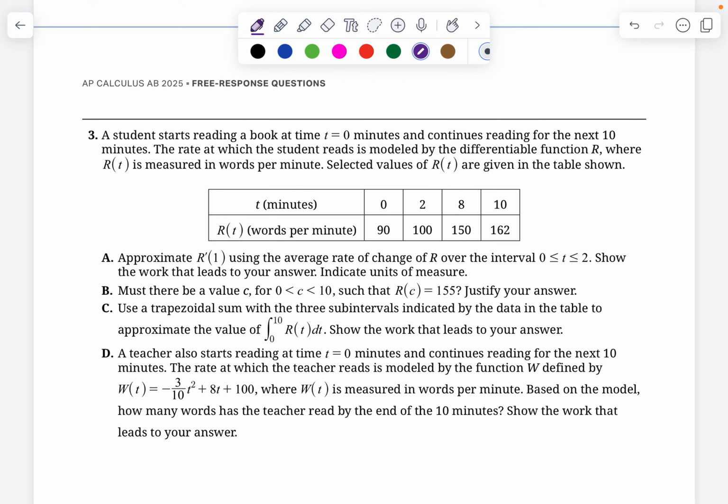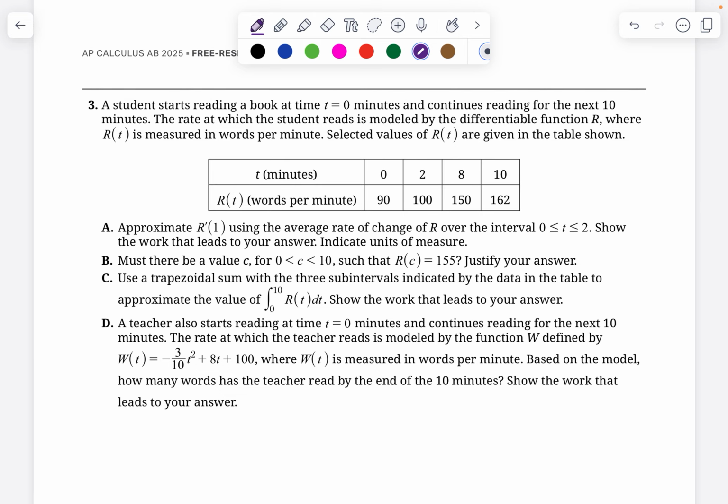All right, so we have now moved on to the non-calculator part of the FRQs, which means that remember that we don't have a calculator, so we typically are not going to simplify things. Okay, so a student starts reading a book at time 0 minutes and continues reading for the next 10 minutes. The rate at which the student reads is modeled by the differentiable function r, where r of t is measured in words per minute. So again, those are key things to think about.